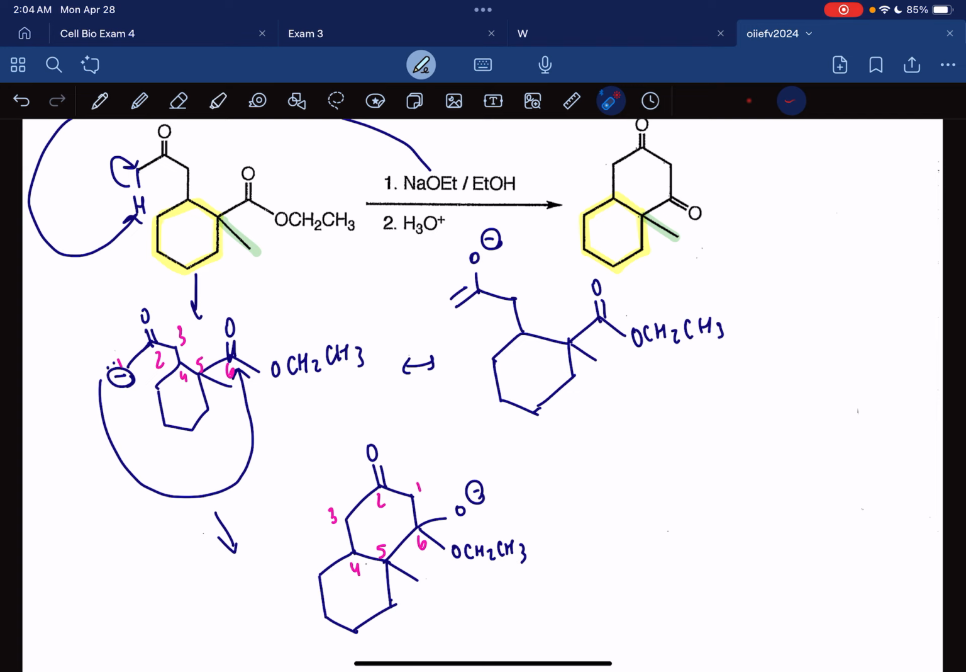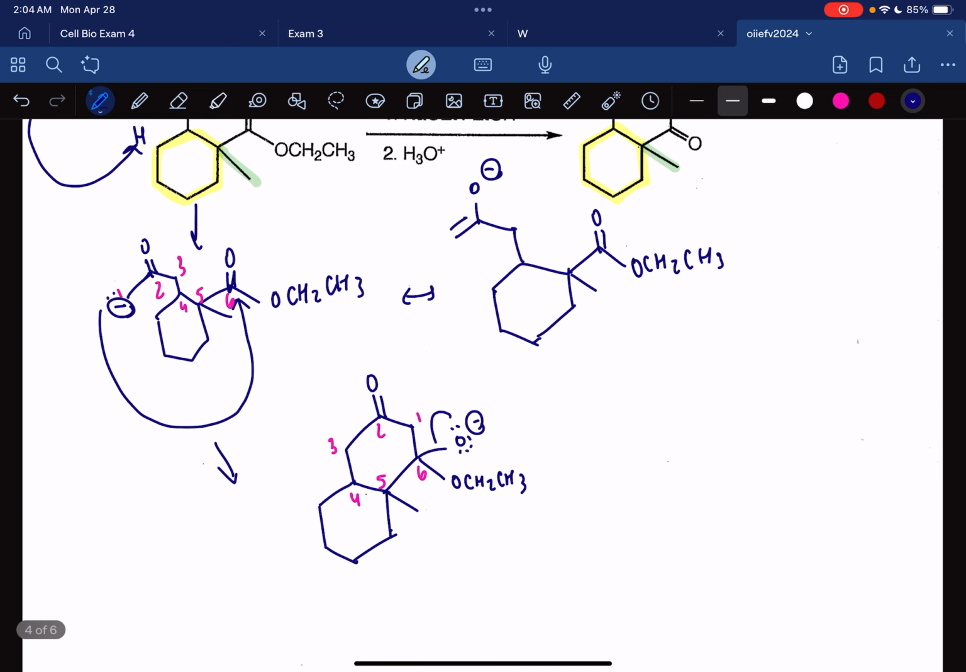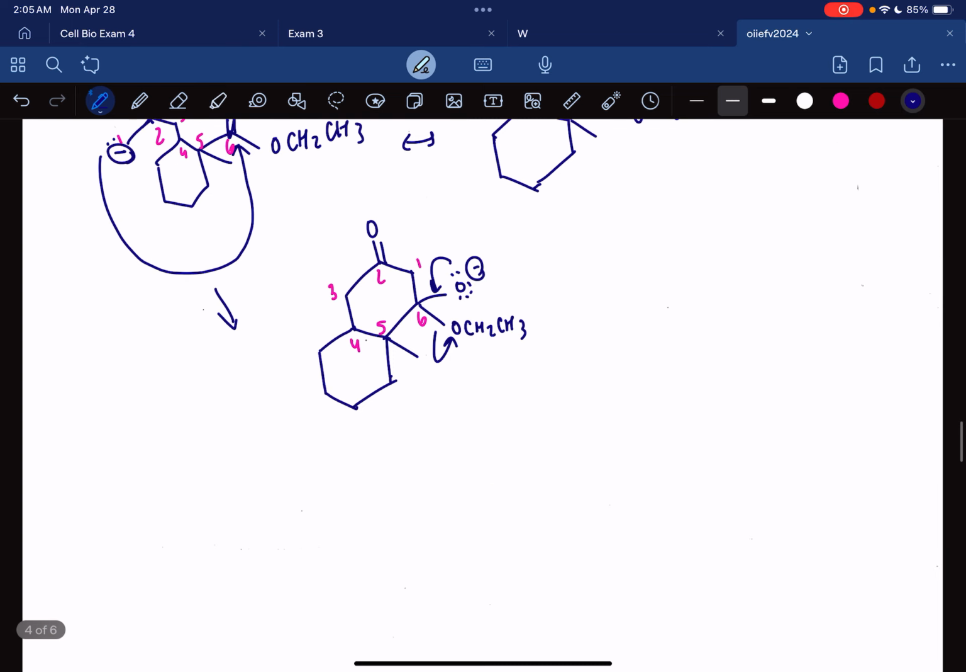To reform the ketone, what you have to do is draw the lone pairs here, and you can kick this lone pair down and kick the ether off. So that'll leave you with the same product, methyl here, except now you have a ketone, like a diketone.